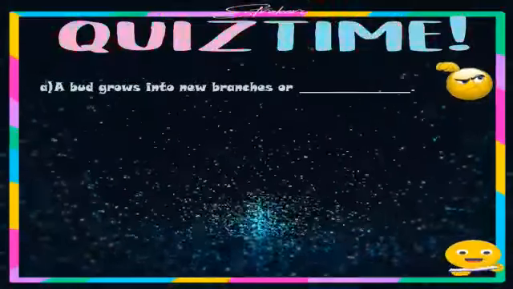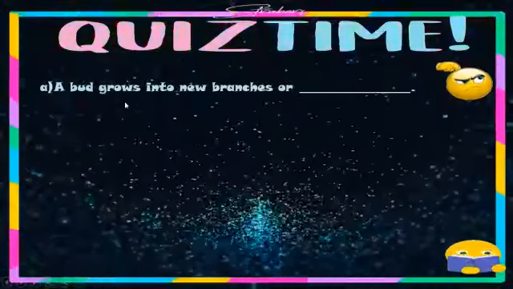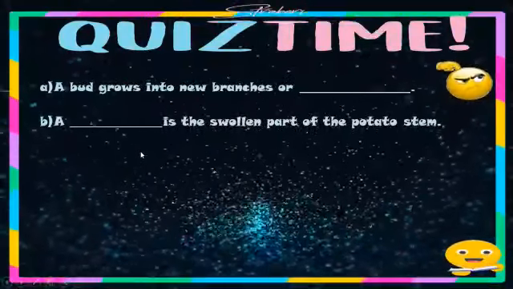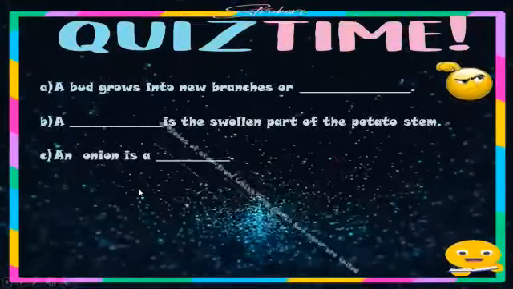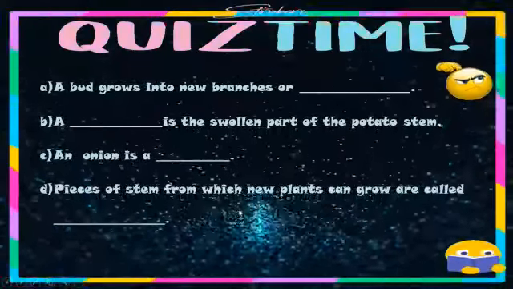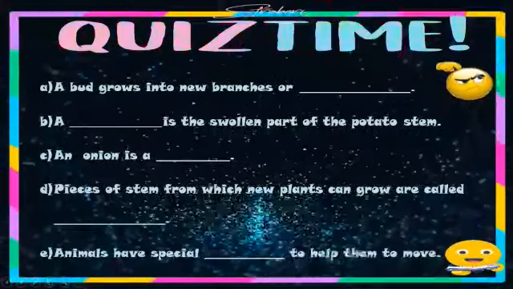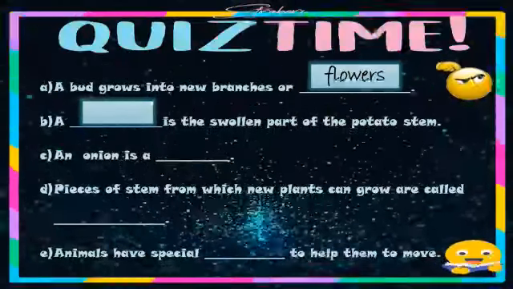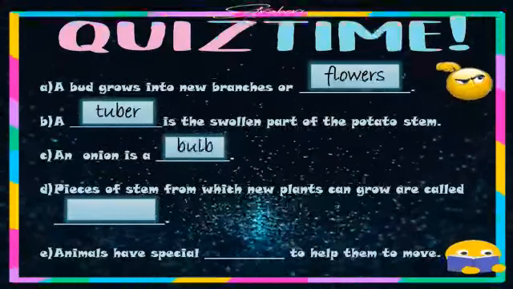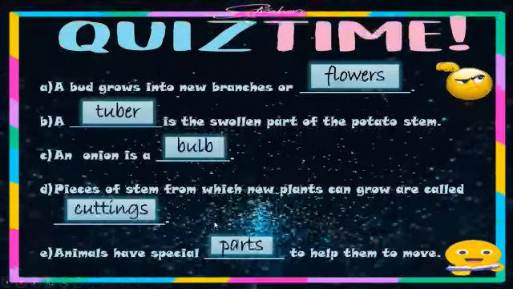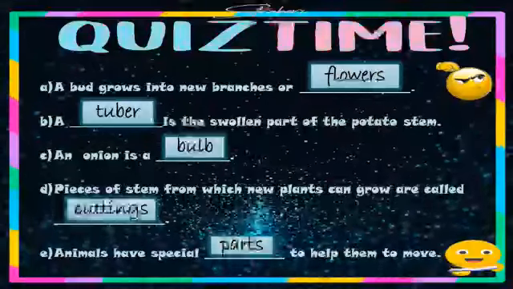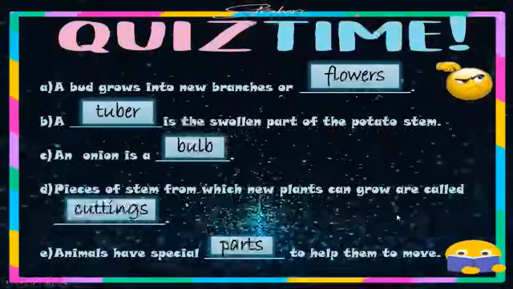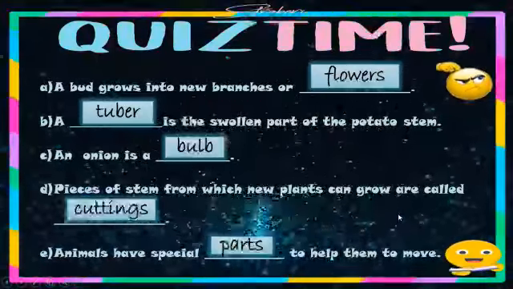Okay, so last time we did fill in the blanks. A bud grows into new branches or dash. A dash is the swollen part of the potato stem. An onion is a dash. Pieces of the stem from which new plants can grow are called dash. The animals have a special dash to help them move. A is flowers. B is tuber. Third is bulb and cuttings. And then animals have special parts to help them move. Learn all the question answers, fill in the blanks. And today we have done matching also. So do learn it, students.